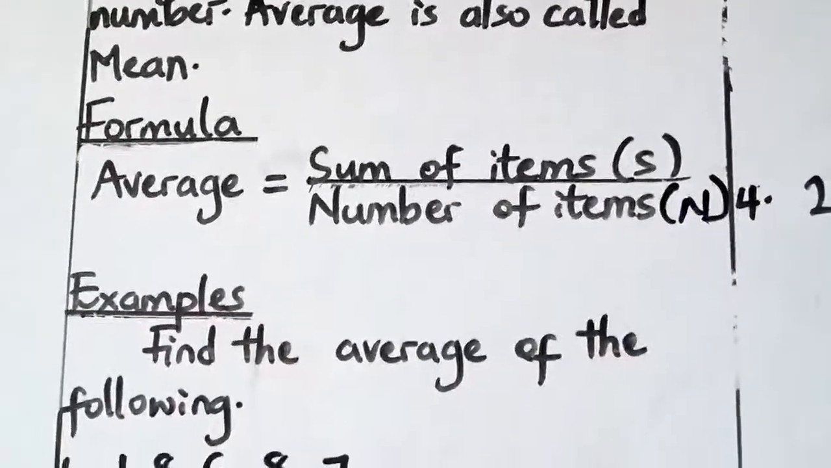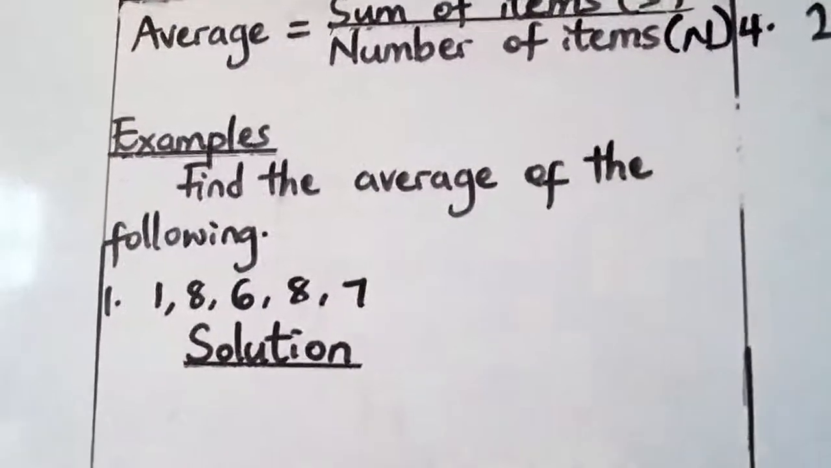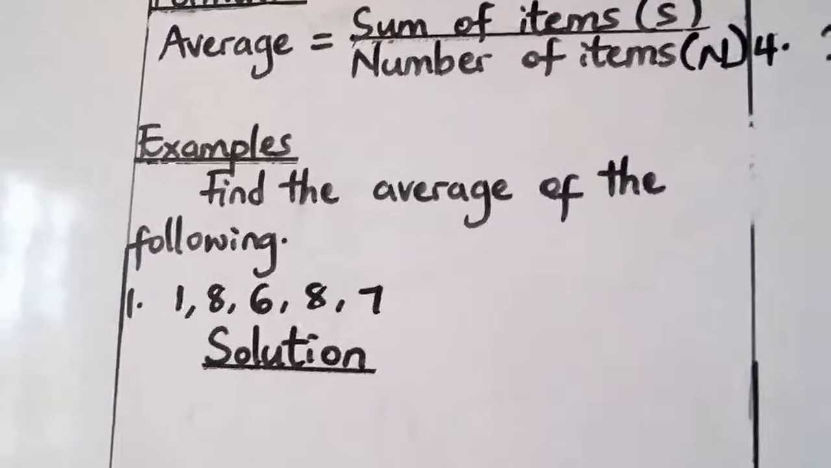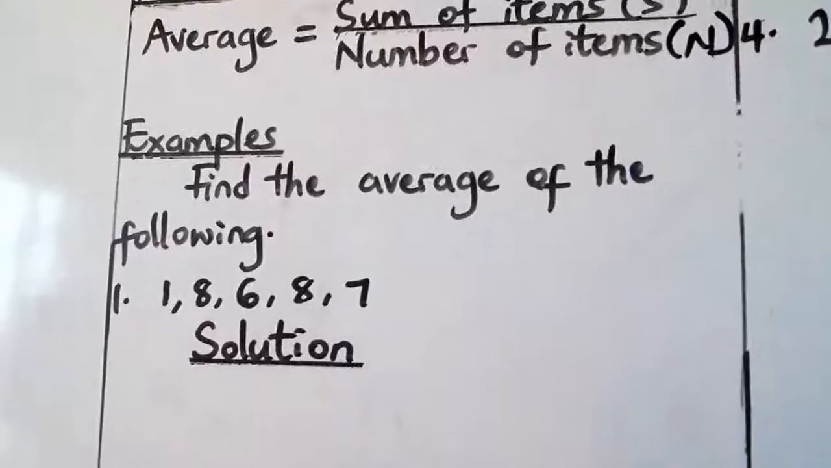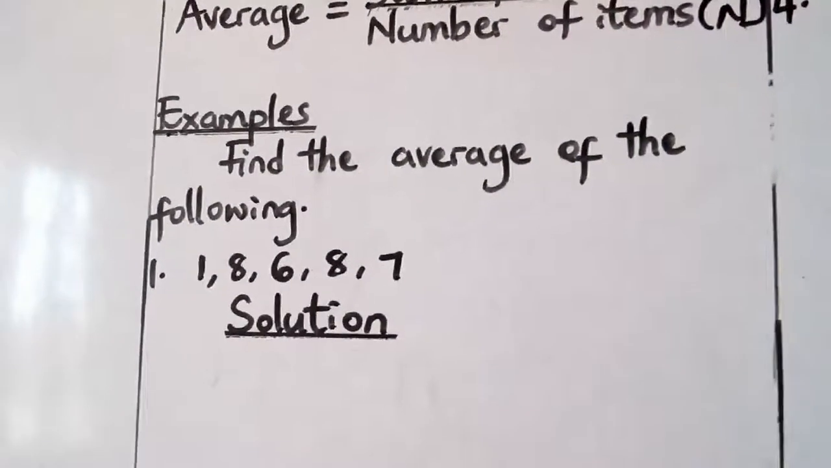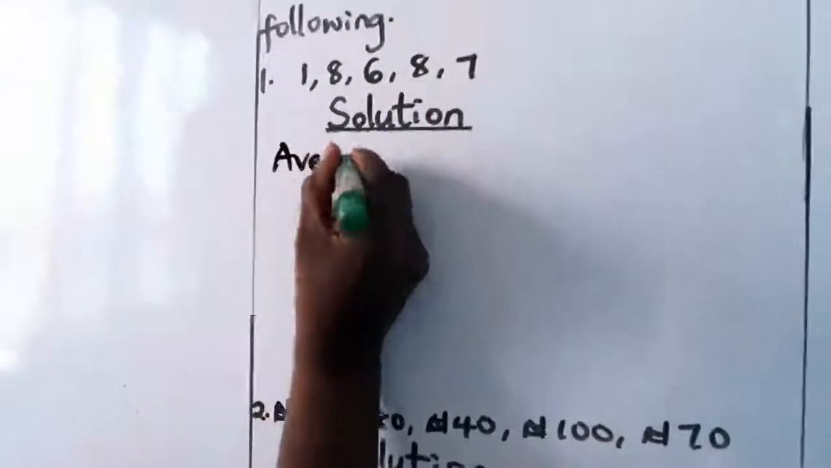Let's look at our first example. It says, find the average of the following. Usually you are given a set of numbers and you are asked to find the average. Number 1, we have 1, 8, 6, 8, and 7. The first thing we do is to write the formula for average. What is the formula for average, everybody?